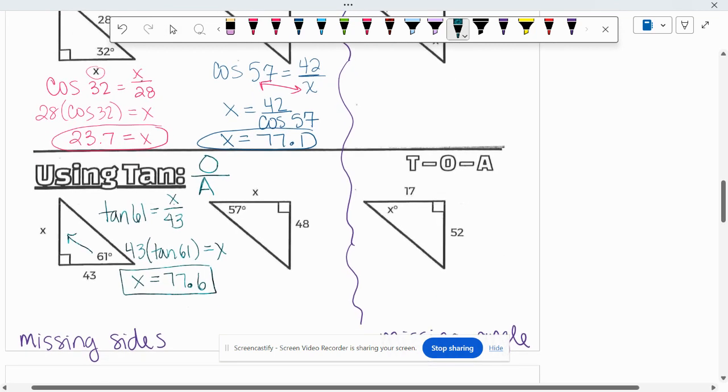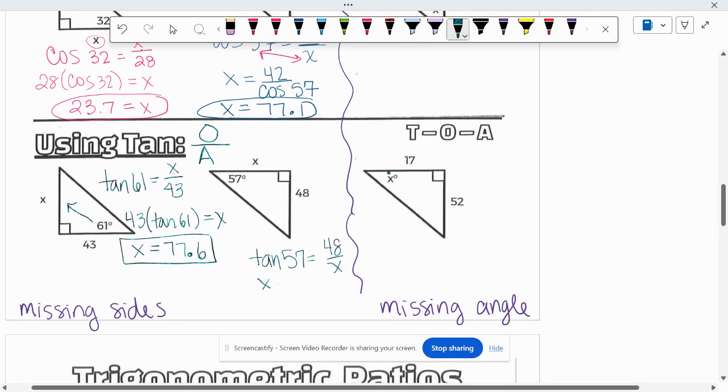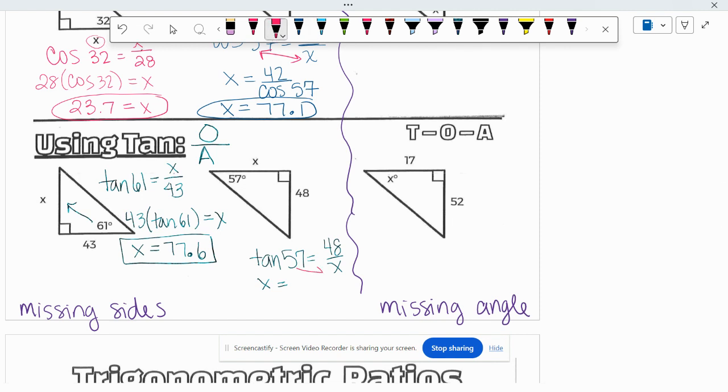What about the next one? Set it up for me, Tyler. That's right. Tan 57 equals 48 over x. Perfect. How do I get x out of the denominator? Trade spots. So x equals 48 divided by the tangent of 57, which is 31.2. So if you did not get that, you need to let me look at your calculator.